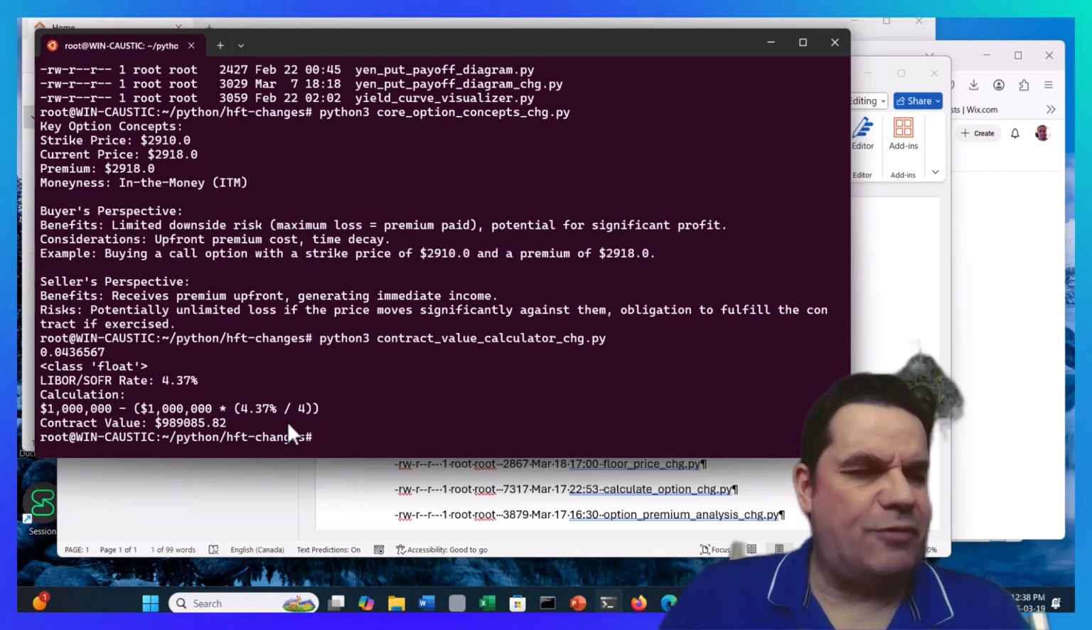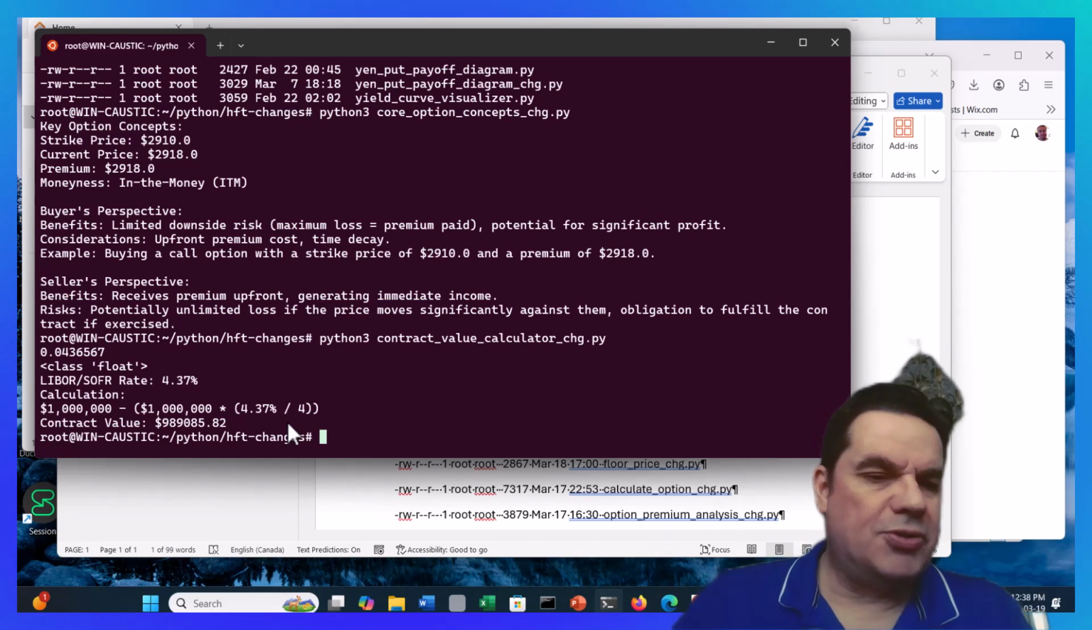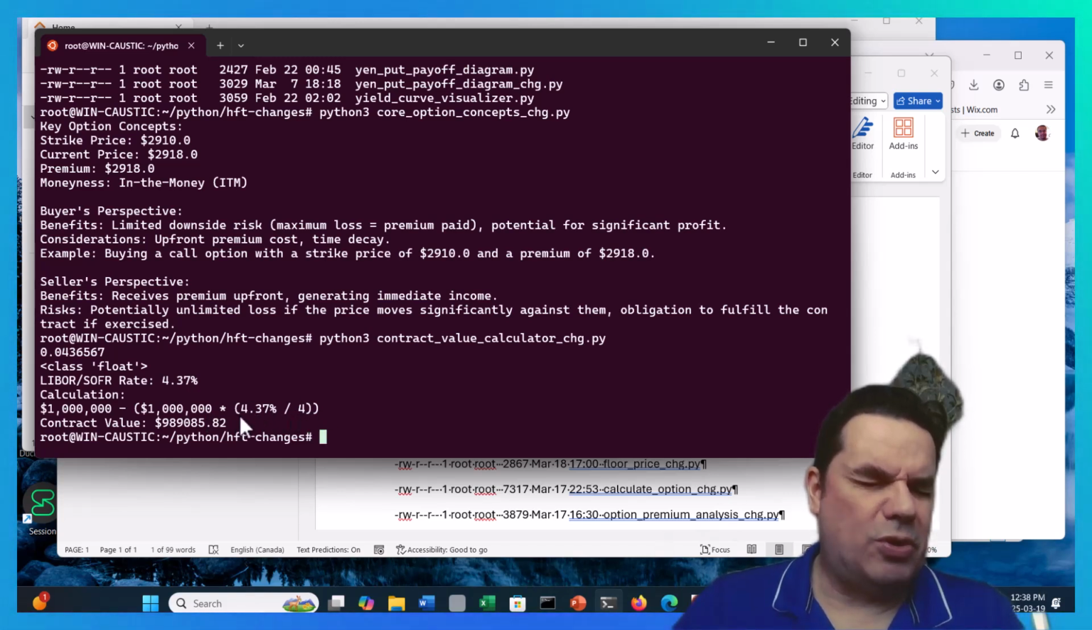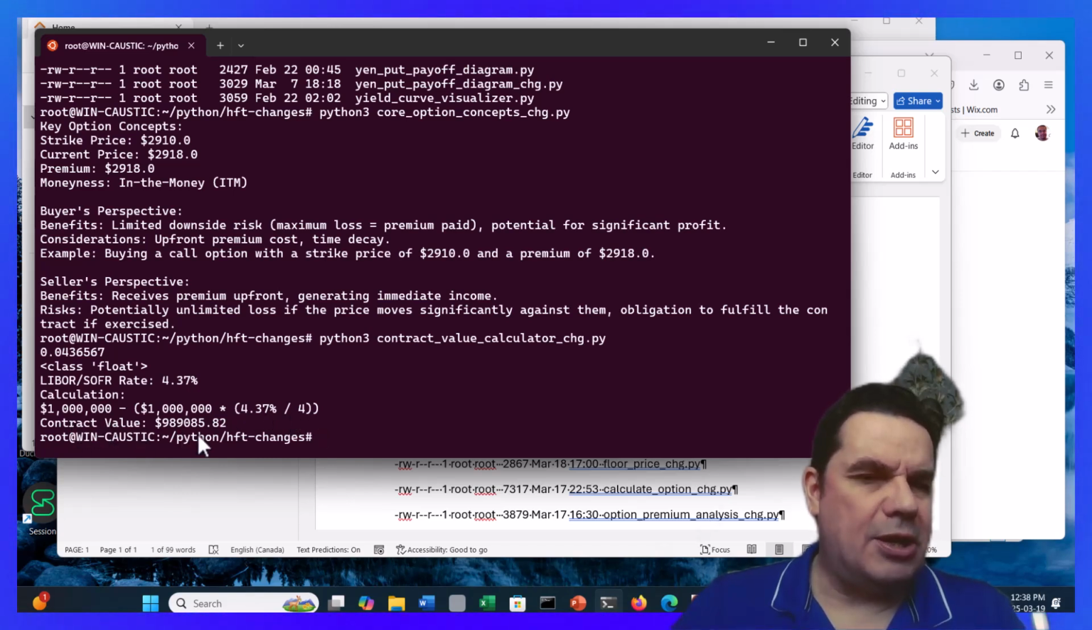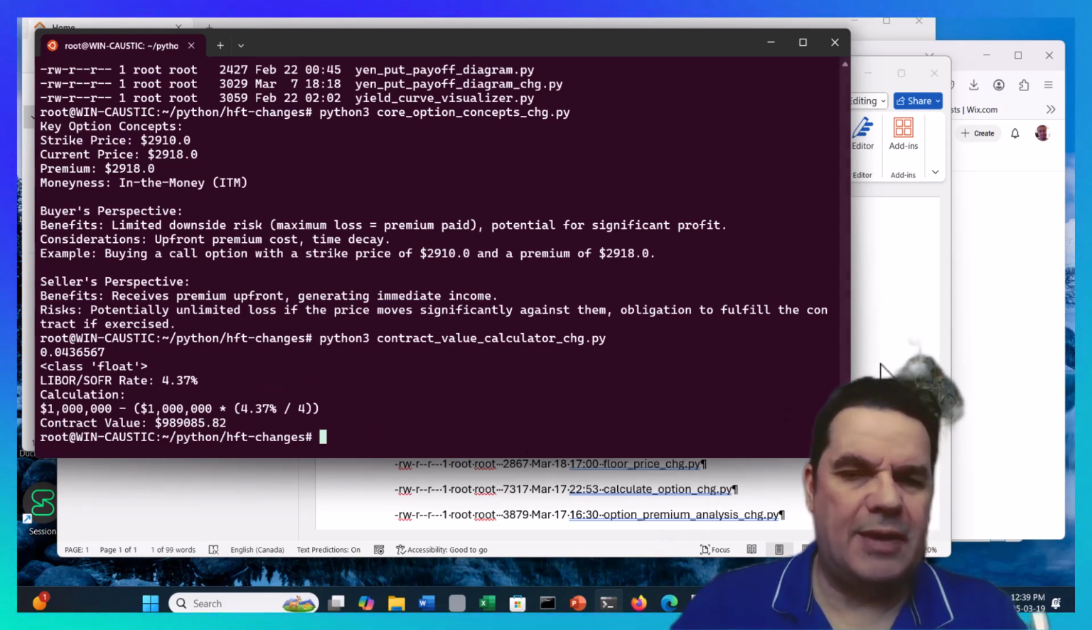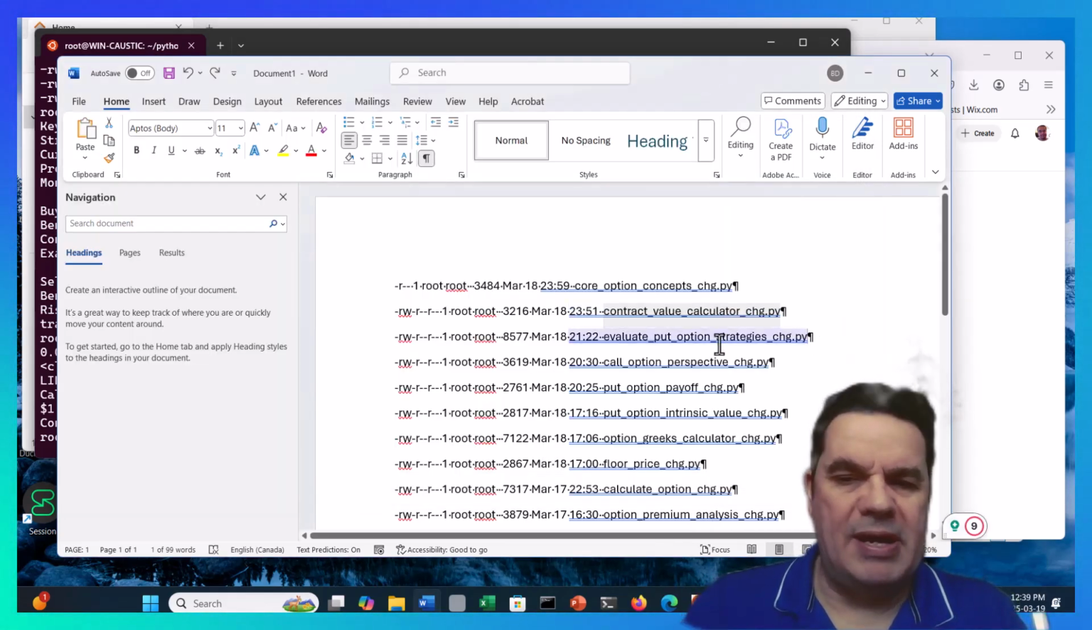So let's say it's 4.37, right? So then you have the calculation, $1 million contract, and then you've got to subtract the contract amount. This is actually a monthly rate, but I should focus only on the annual rate. Divide that by 4 for the quarterly rate, and then you get your contract value on a treasury contract in the futures market. So that's what that script does. That might not really affect you.